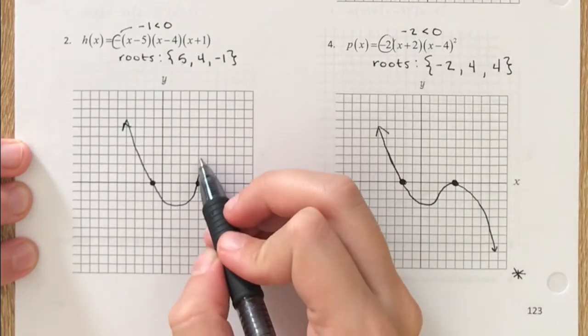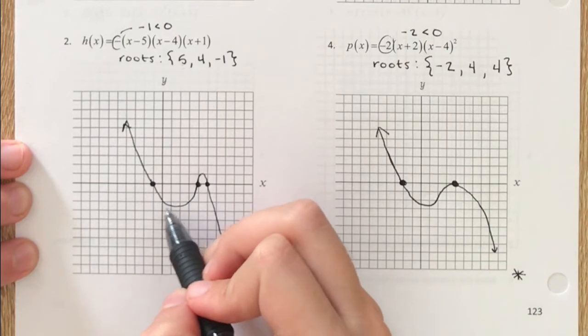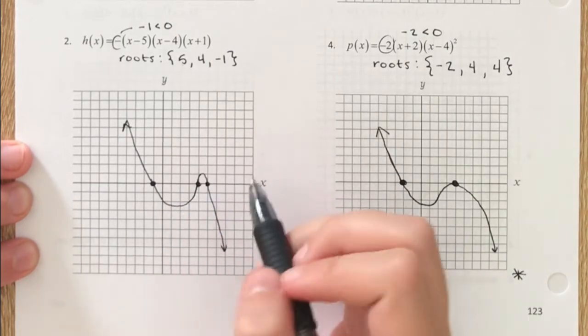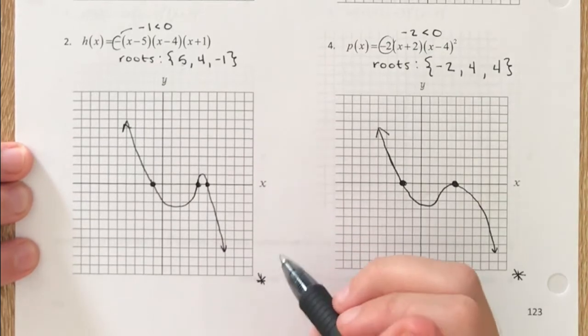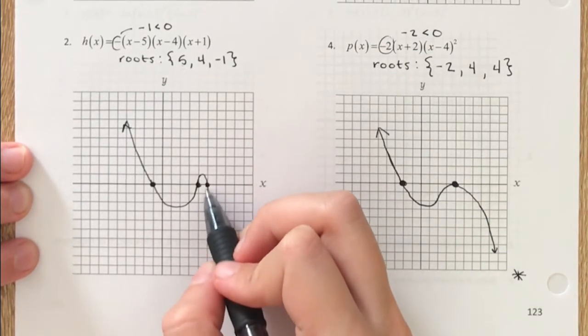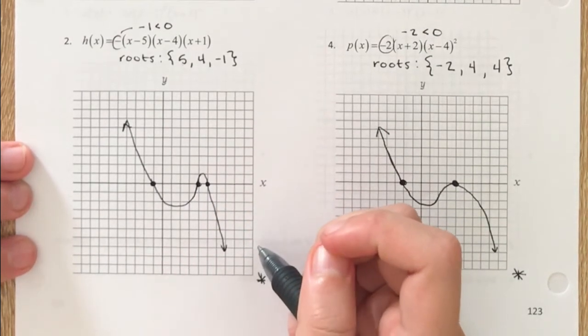Again, if you made this taller, or how deep this dip goes or how steep this end is, that doesn't matter. We just need to make sure that we have the multiplicity shape correct and also the roots and the end behavior. That's it.